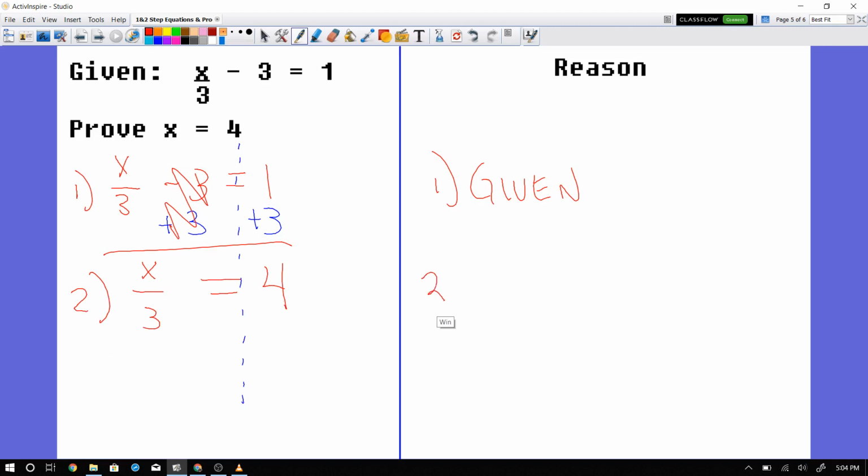So how did I get my second step? Well, if you look at this, we did the inverse of minus 3 to both sides, which is going to be the addition property, or additive. I'm just going to put adding property of equality.